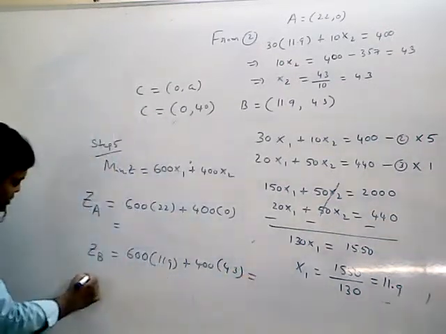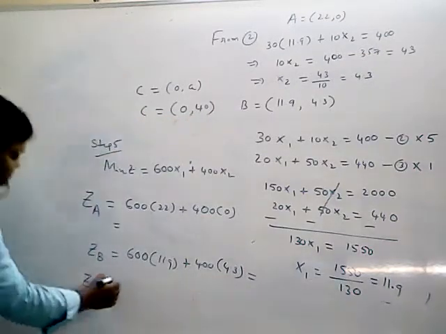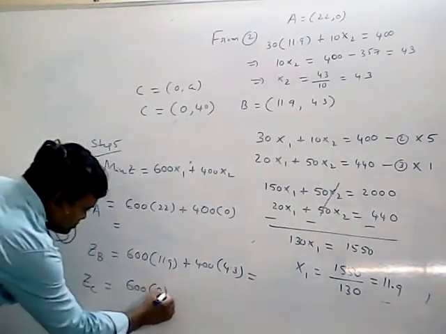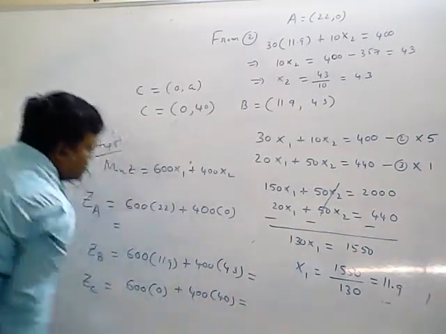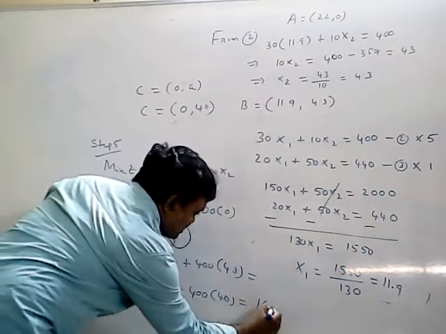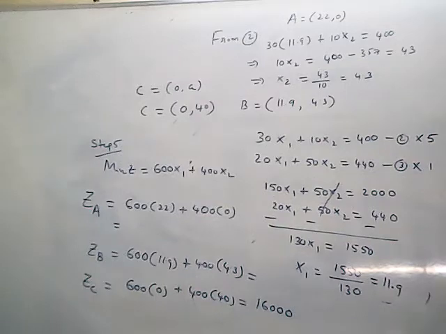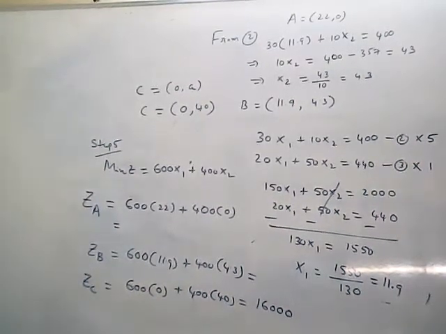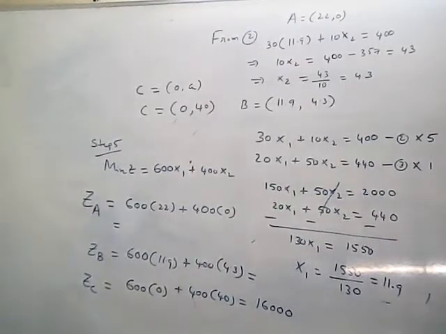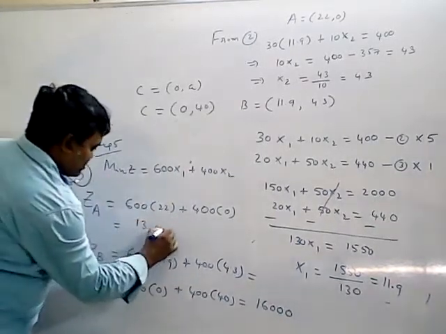And the last point, ZC. The C point is 0, 40. That means 600 into 0 plus 400 into 40. 400 into 40 is 16,000. 16,000 is the answer. The calculator is allowed, so you can calculate the remaining values. I am calculating 22 into 600, so this is 13,200.